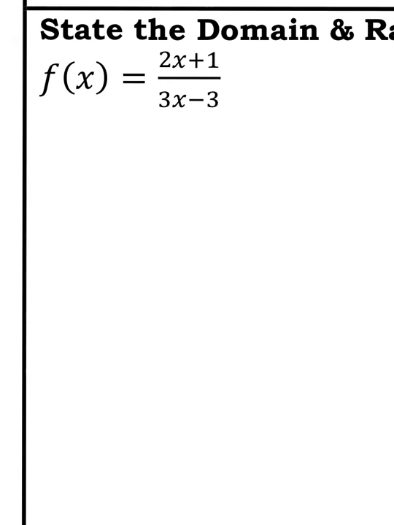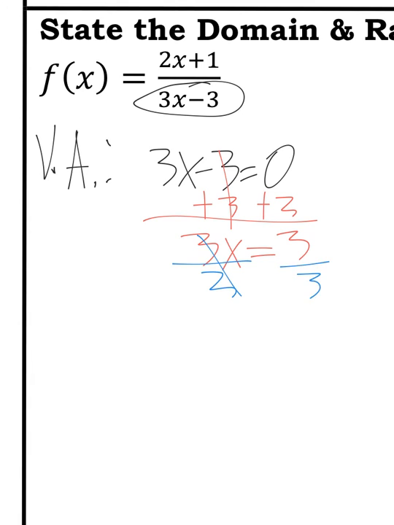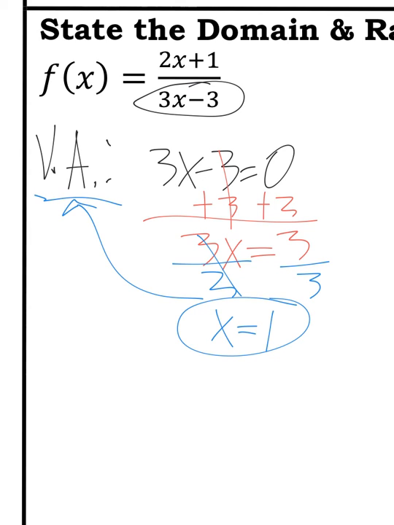So it'll look like this. I have 2x plus 1 over 3x minus 3, so I'm going to do my vertical asymptote first. So vertical asymptote is set the denominator equal to 0, so 3x minus 3 equals 0. So I can add 3 to the other side, and then the only way to split up a number by a letter is by dividing it, and so I'll divide that. And 3 divided by 3 is 1, so x equals 1. That's my vertical asymptote. So my domain is simply x is in all real numbers such that x cannot equal 1.